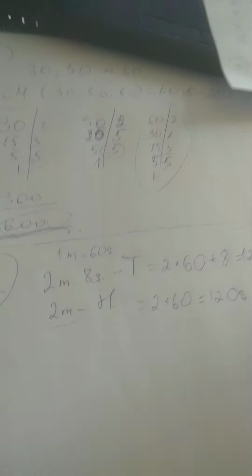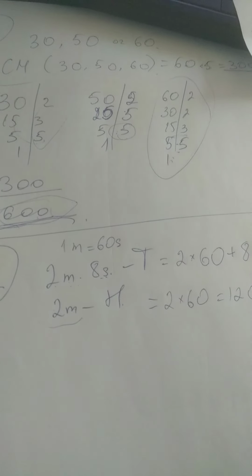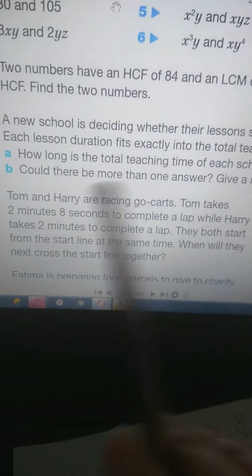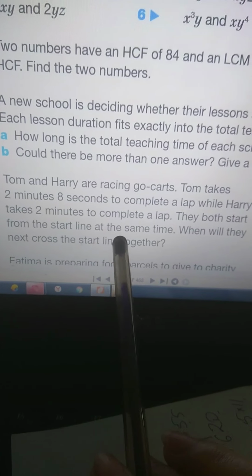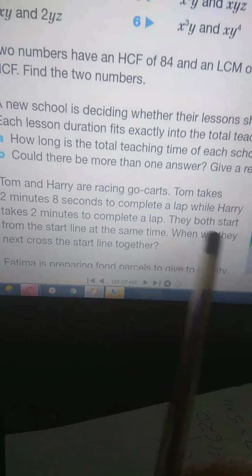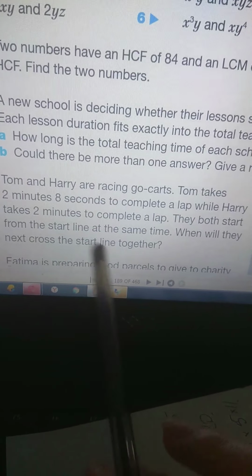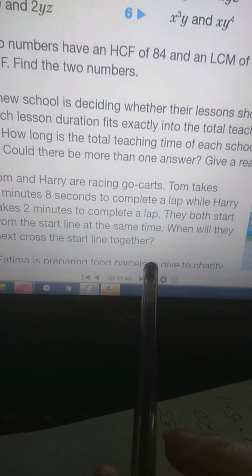So, guys, the question is like that. When will they next cross the start line together? So, how can we find it? But be careful, they wrote there, they both start from the start line at the same time. Look here. They both start from the start line at the same time. So when will they next cross the start line together?